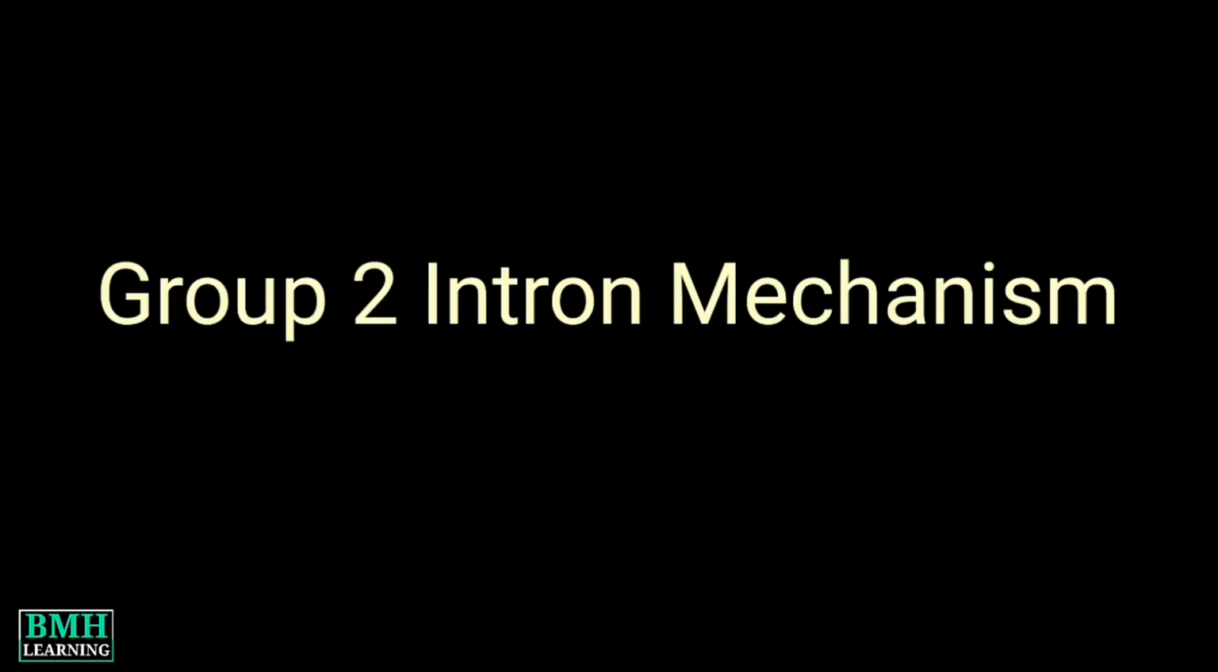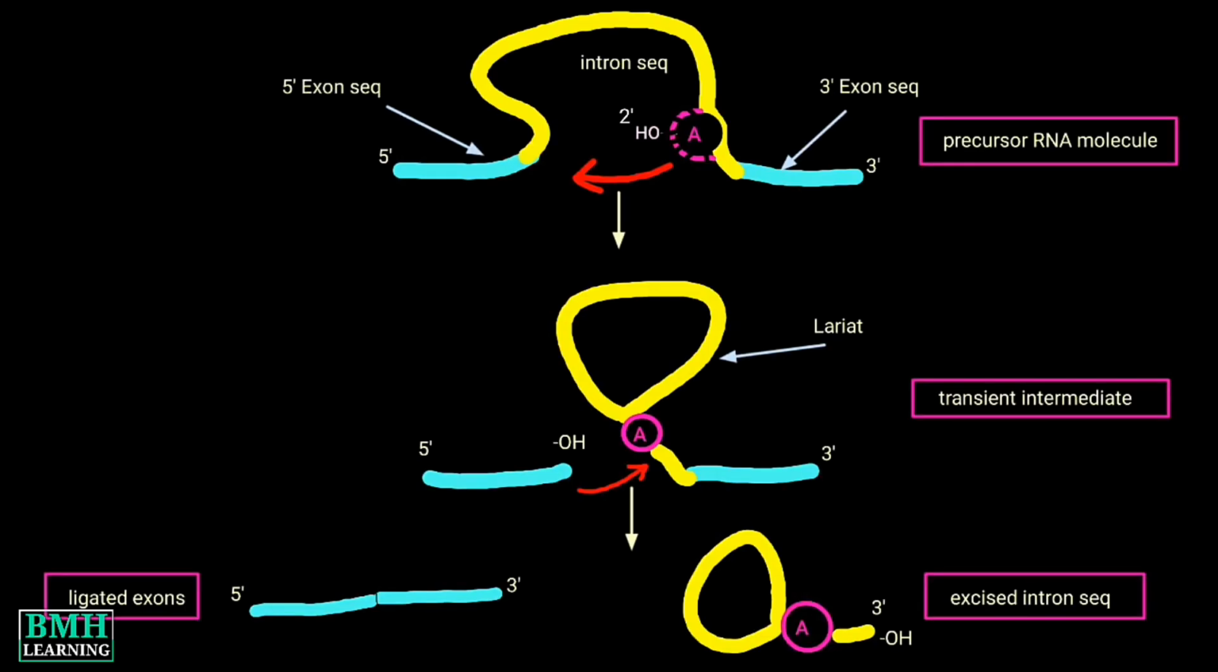Group 2 intron mechanism. A Group 2 intron utilizes an internal nucleophile for the first step of splicing. The 2' hydroxyl of a highly conserved bulged A nucleotide of the intron attacks the 5' splice site. This results in the release of the 5' exon and formation of a lariat structure, whose 5' end of the intron is covalently attached to the 2' hydroxyl of the bulged A.